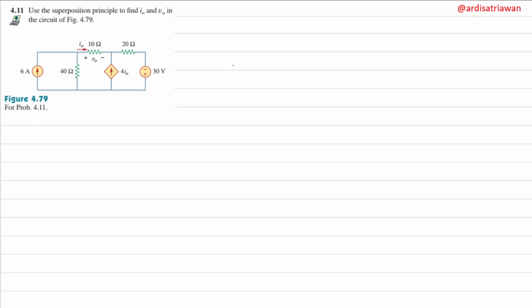So the question is, use the superposition principle. We are asked to use superposition to find I0. I0 is this one and V0 is this one. And let's recall the concept of the superposition principle.